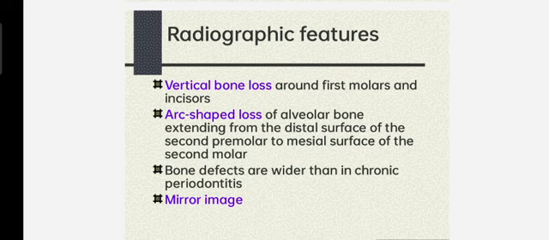Students normally get confused with the mirror image. What is mirror image? Mirror image means the bone loss pattern that is there on the right hand side of the jaw is very much similar to the bone loss pattern that is seen on the left hand side of the jaw, as if the arc-shaped bone loss is looking into the mirror. That means the arc-shaped bone loss is there on both sides of the jaw.